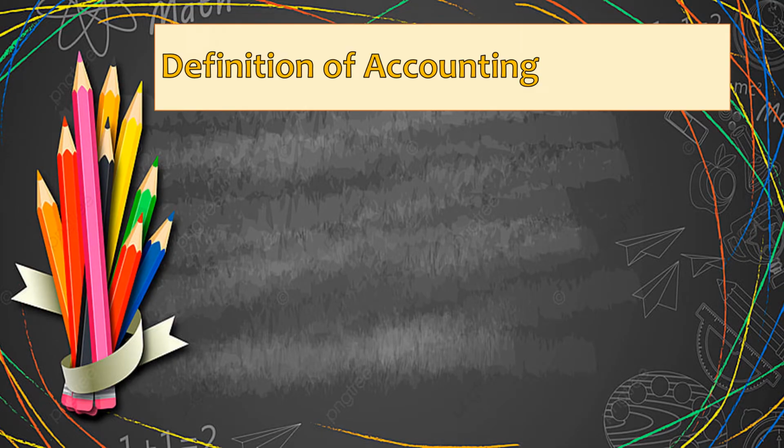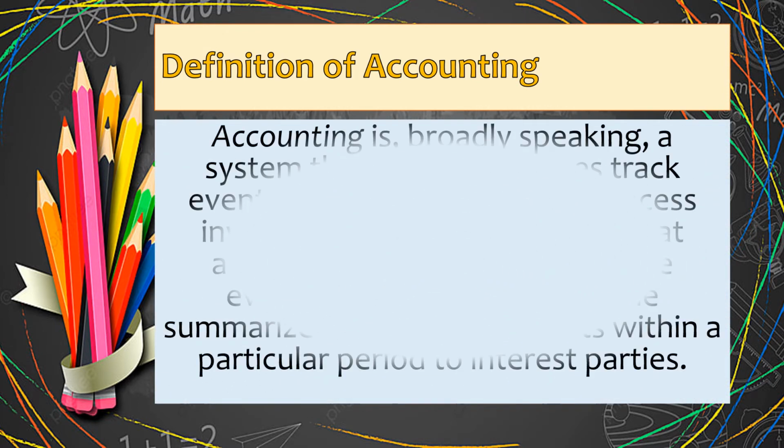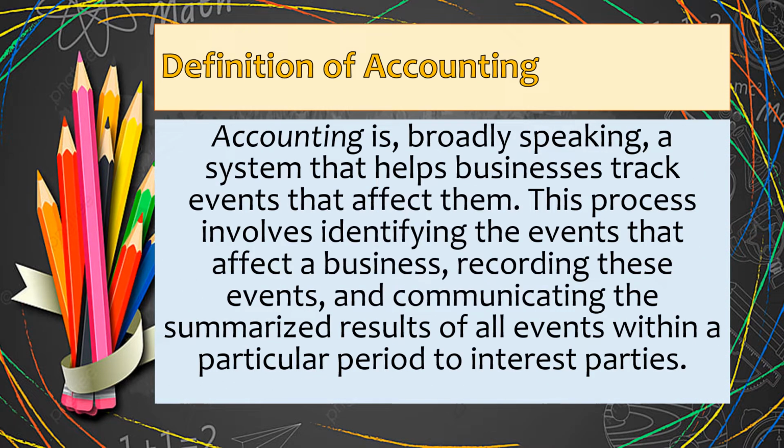First, let us define accounting. Accounting is, broadly speaking, a system that helps businesses track events that affect them. This process involves identifying the events that affect a business, recording these events, and communicating the summarized results of all events within a particular period to interested parties.